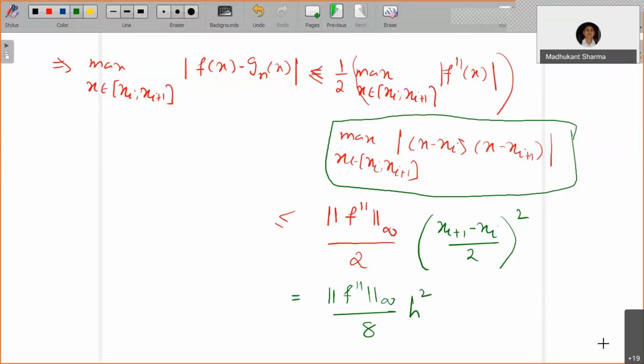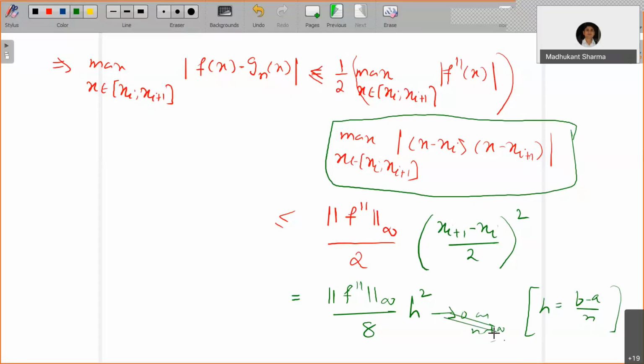Now what is h? h is (b minus a) by n. So a and b remain fixed, and when you vary n, as n tends to infinity, this tends to 0. That's the right hand side behavior.